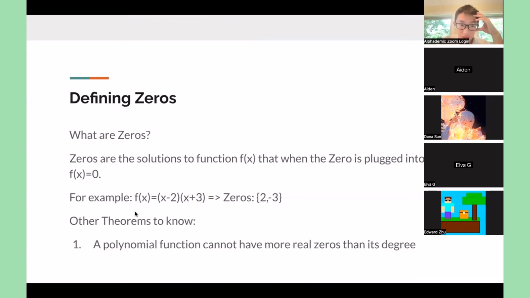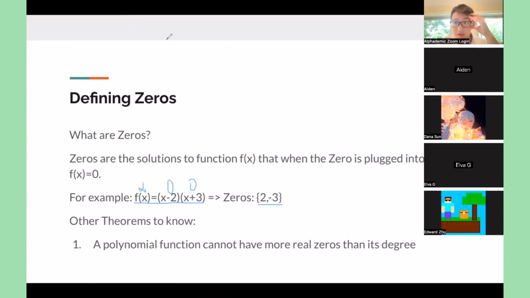So for example, in this function f of x is equal to (x minus 2) times (x plus 3), the zeros in this equation would be 2 and -3, because when either of these numbers is plugged into the function, into the f slot, f of 2 would equal 0, and f of -3 would also equal 0, because when they are plugged in, either this part would equal 0 or the first part would equal 0, turning the entire function into 0.